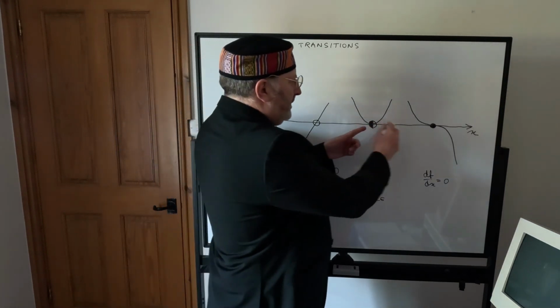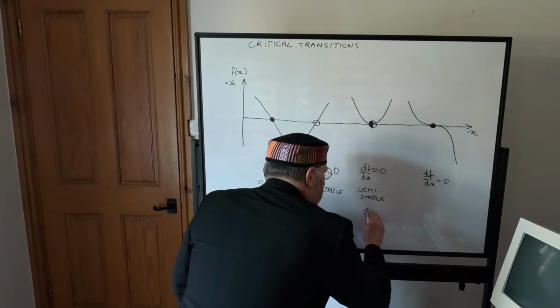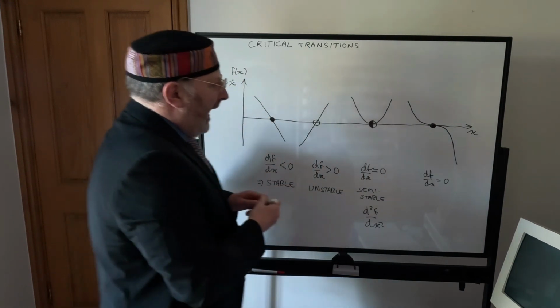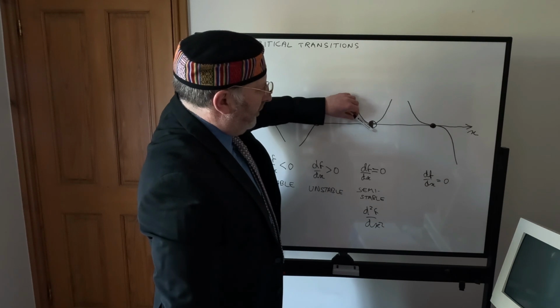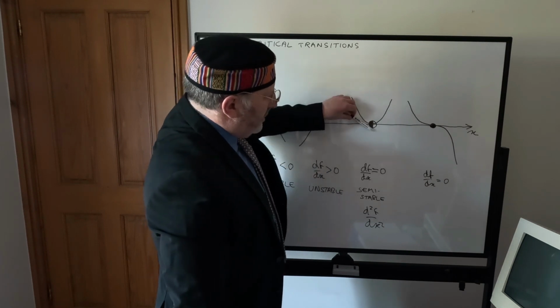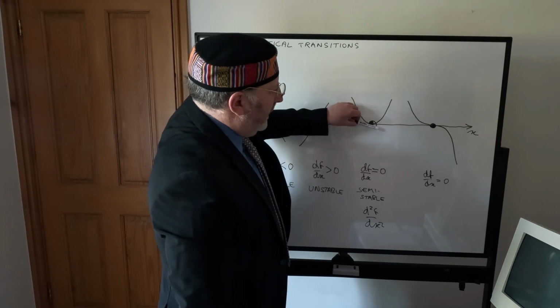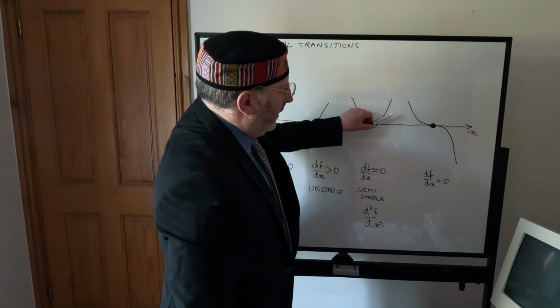And to distinguish between these situations, we would need to consider the second rate of change, d2f by dx squared. df by dx is the slope of this line. How is the slope of the line changing? That's d2f by dx squared. Well, here at the fixed point, the slope is increasing.